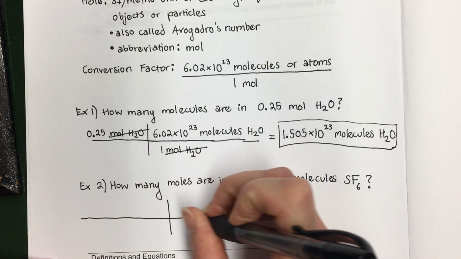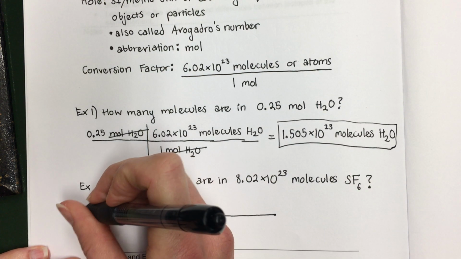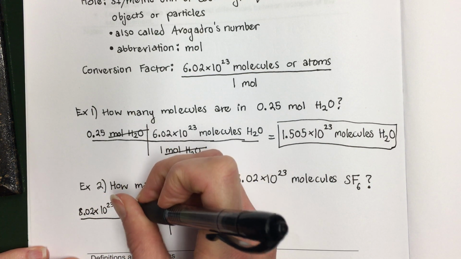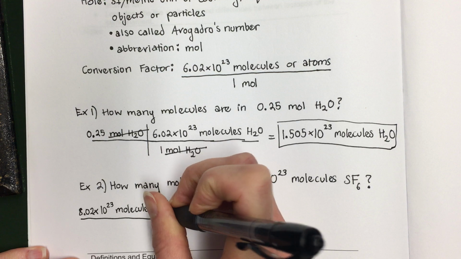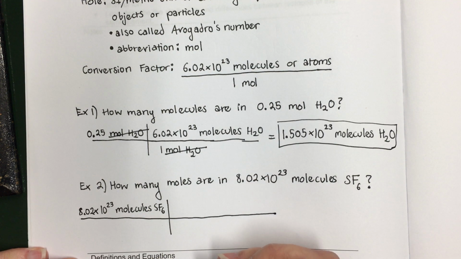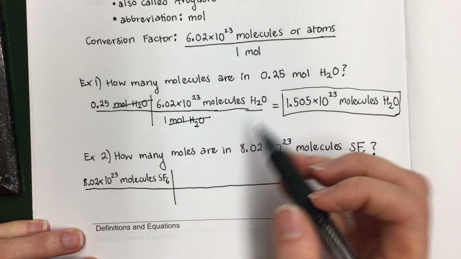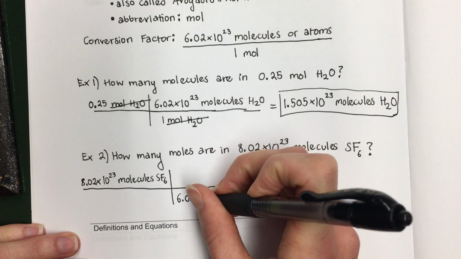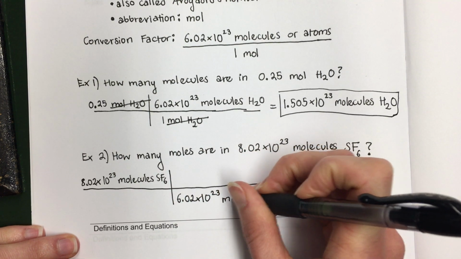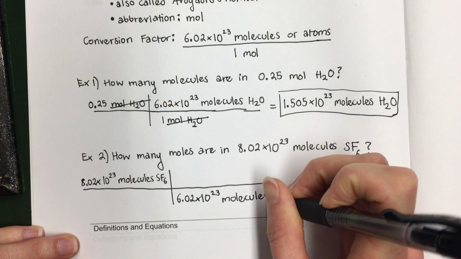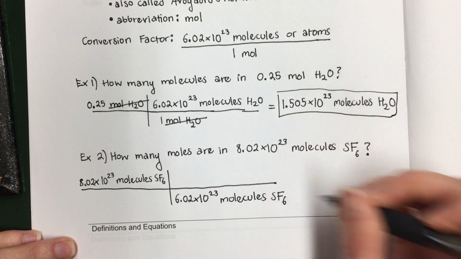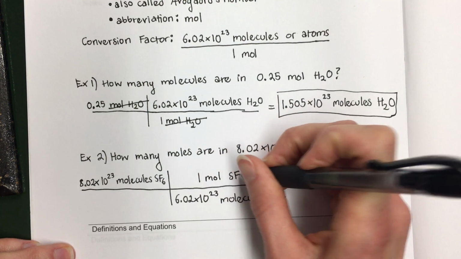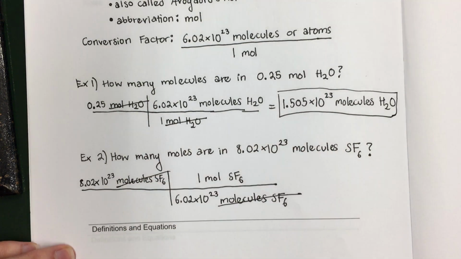So I'm going to leave myself a lot of space in that top left so I can write out this unit. So 8.02 times 10 to the 23rd molecules of SF6 is what they gave me. Now I want to cross out molecules. So that means I'm going to use this conversion factor and I'm going to put the 6.02 times 10 to the 23rd on the bottom because that's what I need to do to cross out molecules. And then I'm trying to get to moles, so I'm going to put 1 mole on the top. So molecules will cross out.